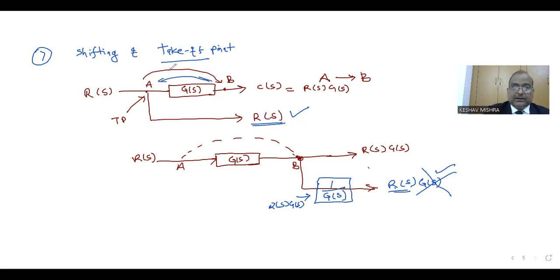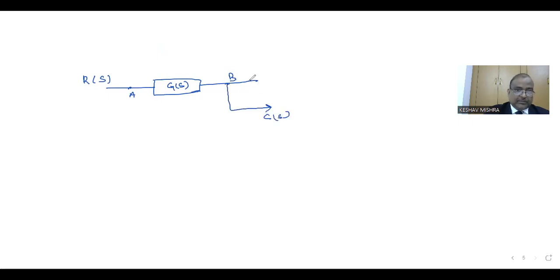So in the next case, suppose this input Rs is given. This is takeoff point A. This is a block with transfer function Gs. This is point B. Output is Cs. Here we are getting the output, that is also Cs. And now we want to move this takeoff point from this position to this. Now we are going to perform shifting from B to A.